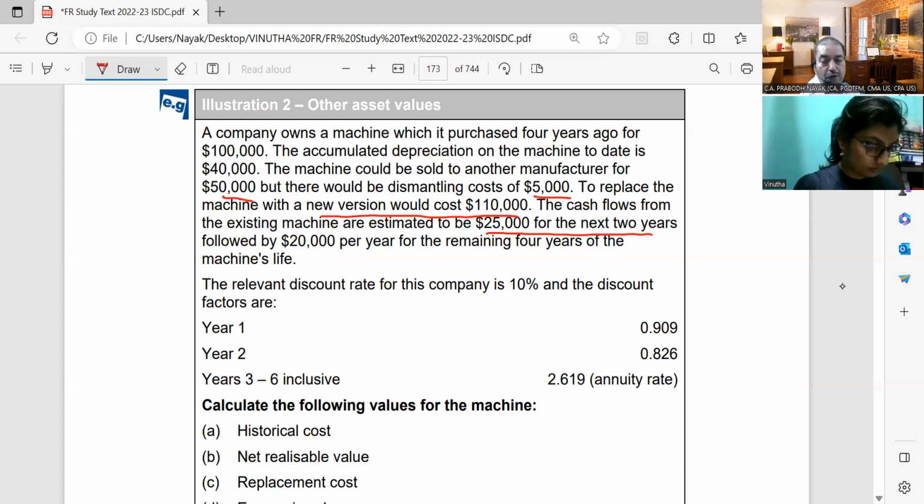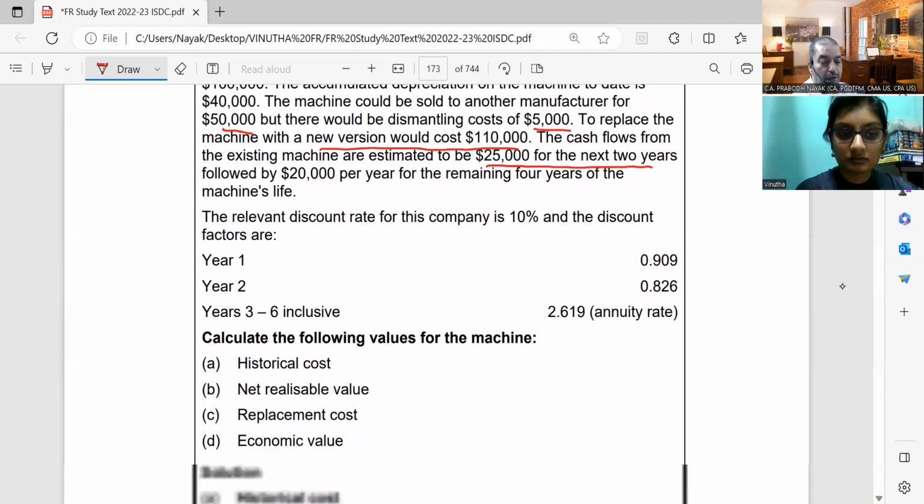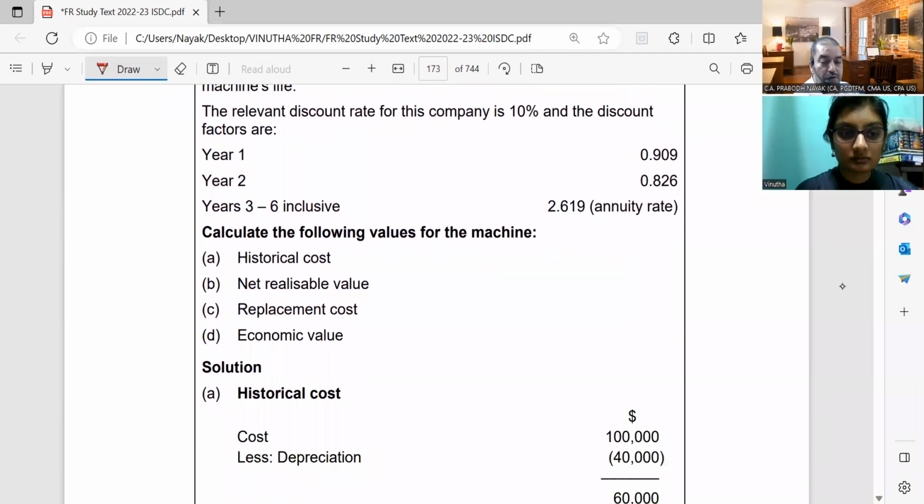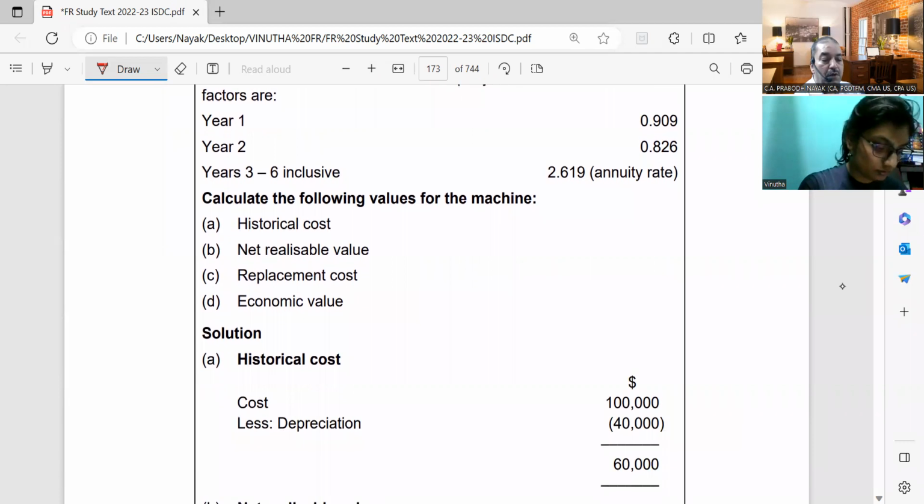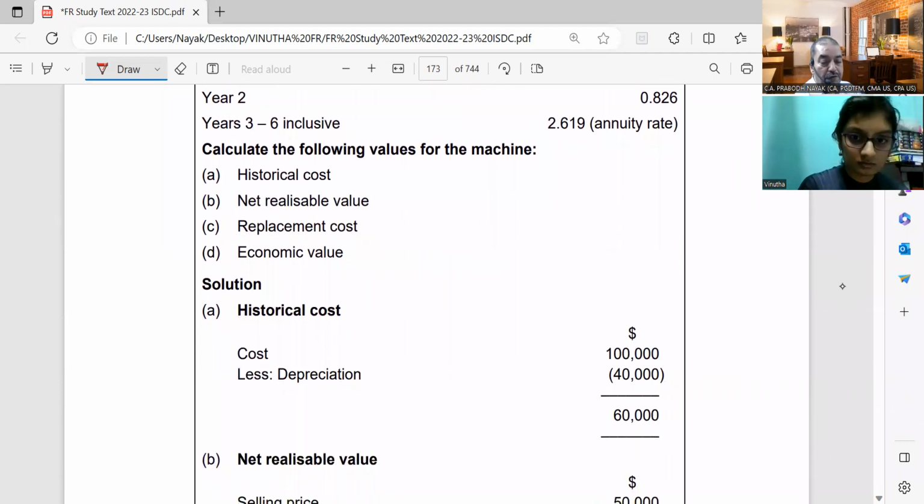What first is the historical cost? Historical cost means the cost at which you have purchased the asset. You have purchased the asset 4 years ago for $100,000. So that is your historical cost. But they have also said that there would be dismantling cost of 5,000. So historical cost will be 1 lakh only. Dismantling cost is not to be taken now. Cost minus the depreciation 40,000. So your net historical cost is 60,000.